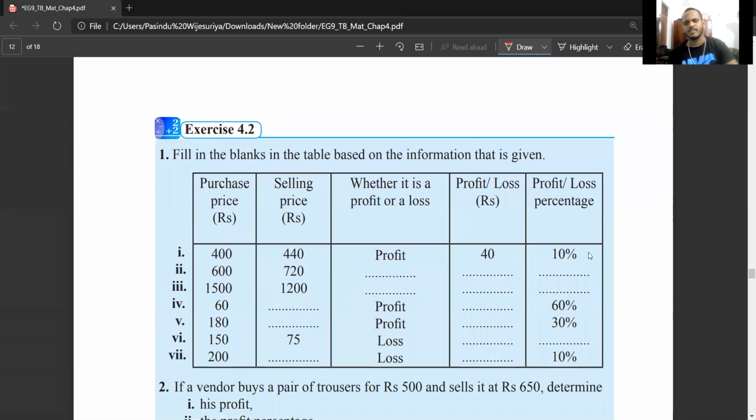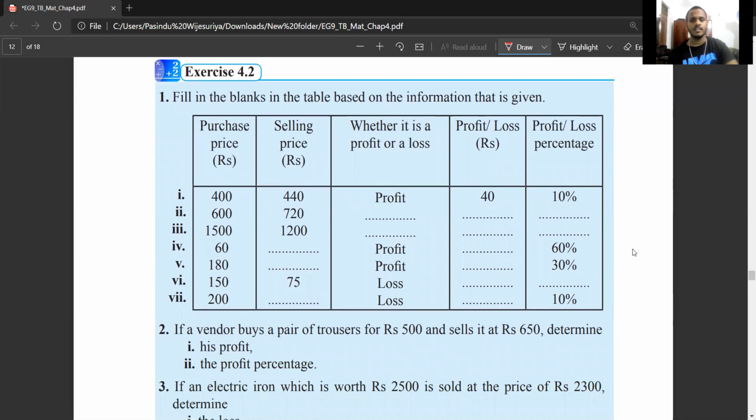So here this is pretty much the fitted. Okay, never mind. So I'll be doing it anyway. Bought for 400, sold for 440, the profit is 40, 10%. Bought for 600, sold for 720, there's a profit. Then the profit is 120. So here how do we find the 120?